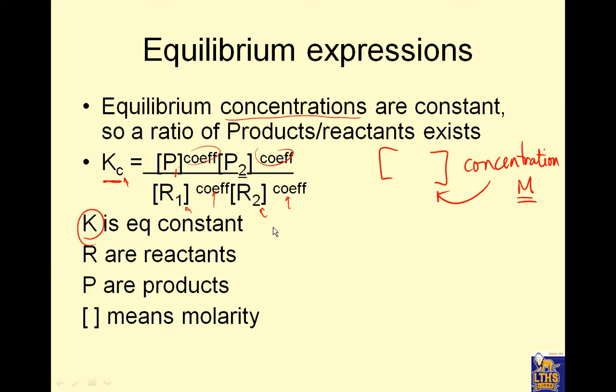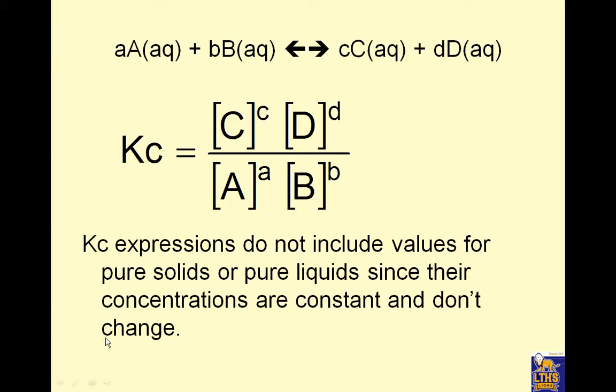K is an equilibrium constant. So equilibrium constant, it's going to be our K. And then we can write Keq for the equilibrium constant. R is for reactants, P is for products. The brackets mean concentration, and the coeff is the coefficient. So we can write an expression for an equilibrium in a chemical reaction.